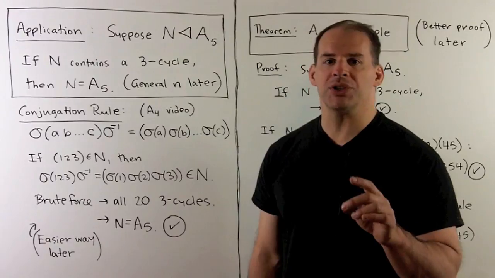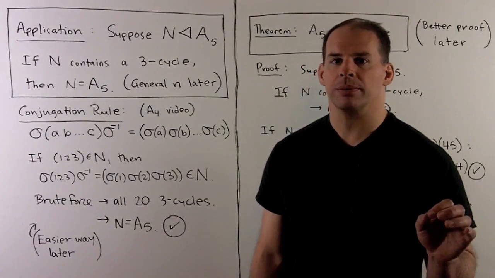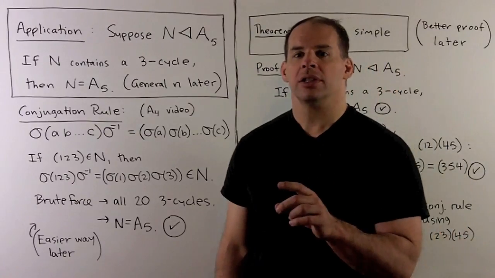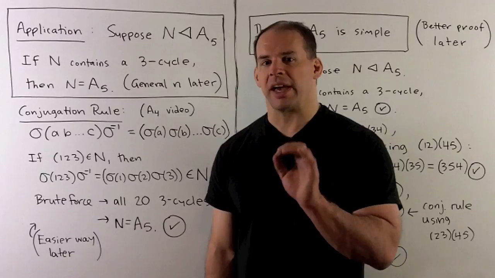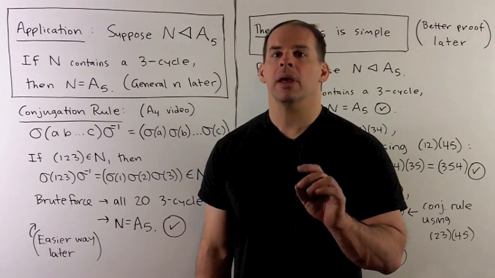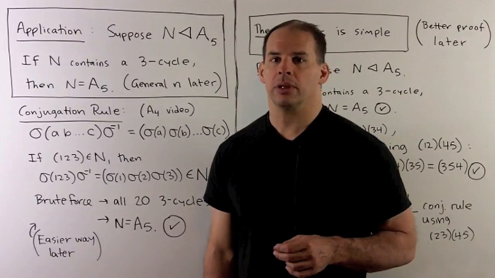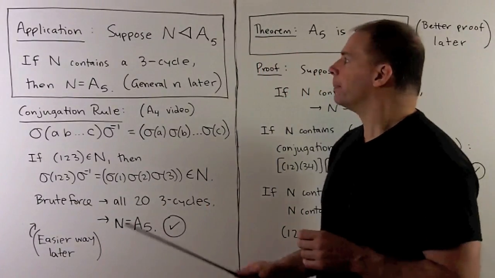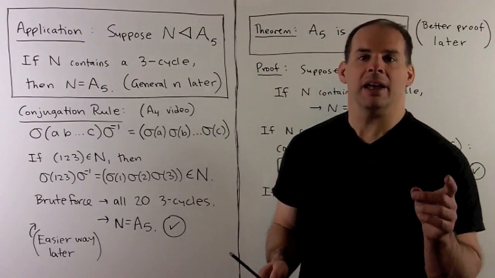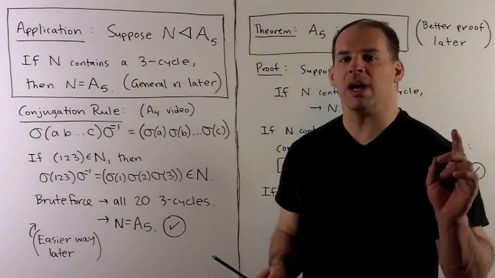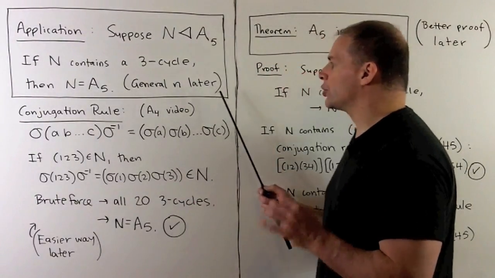One way to phrase our proposition: A_n is generated by the 3 cycles. Let's use this to give our first proof that A5 is simple. We'll have a second proof, much easier, but we need to know more about conjugation. Now, for the first part, suppose we have a normal subgroup N in A5. If N contains a 3 cycle, it must be all of A5. We'll see later on that this is true in general.